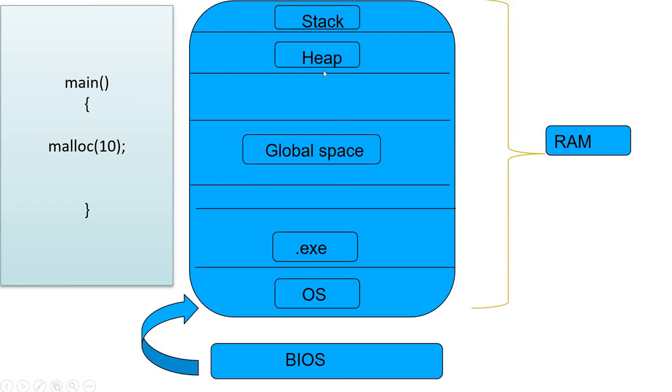So this is the memory map of C program. Okay, all the local variables get stored in the stack memory, global variables are stored in the global space, and the memory which is allocated during runtime gets stored in the heap memory.